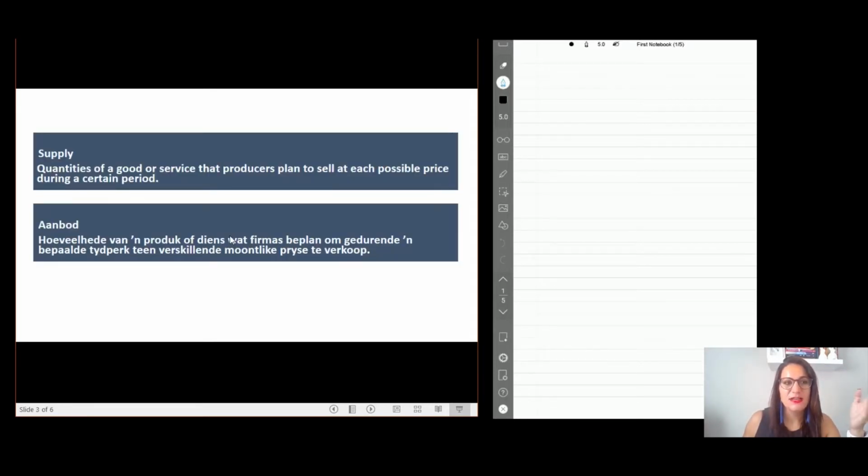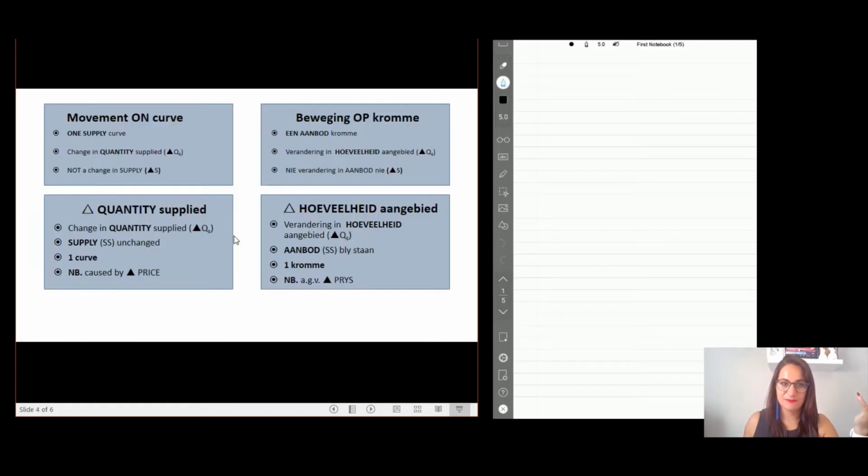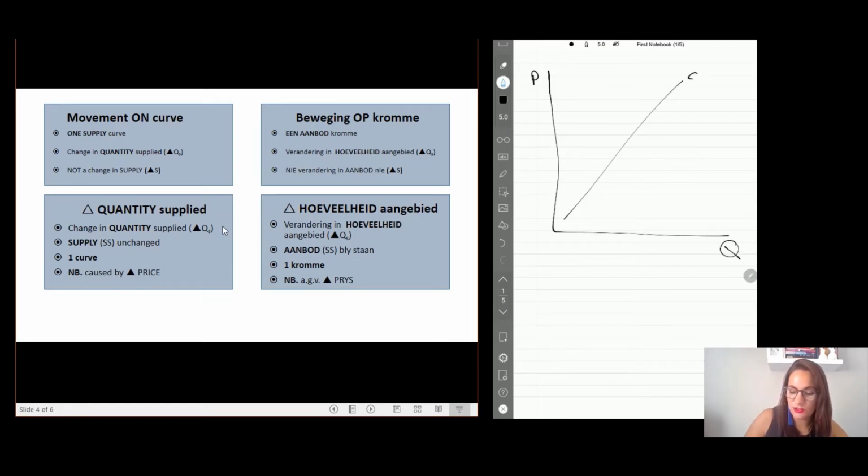So supply is the quantities of a good or service that producers plan to sell at each possible price during a certain period. So the producers are the ones that are producing and want to sell their goods or services. As with the demand curve, two things can happen with the supply curve. So a supply curve, again, you have price and quantity, and then you have your supply curve.